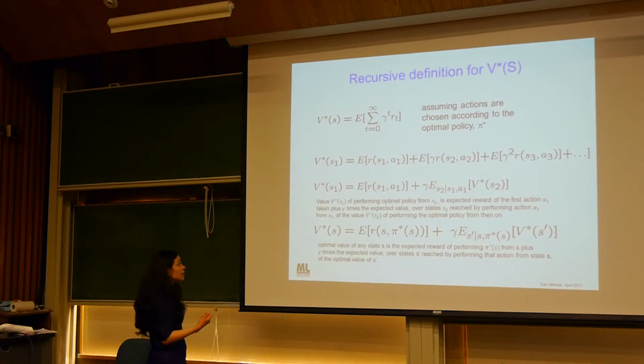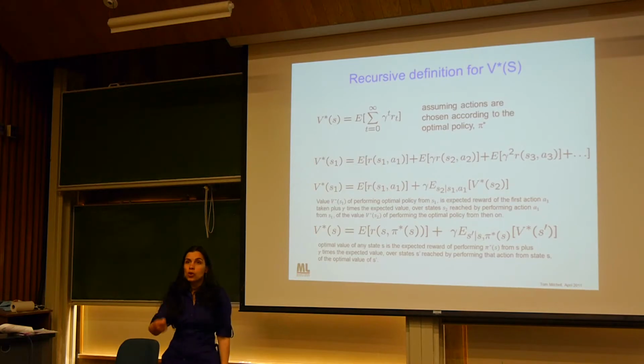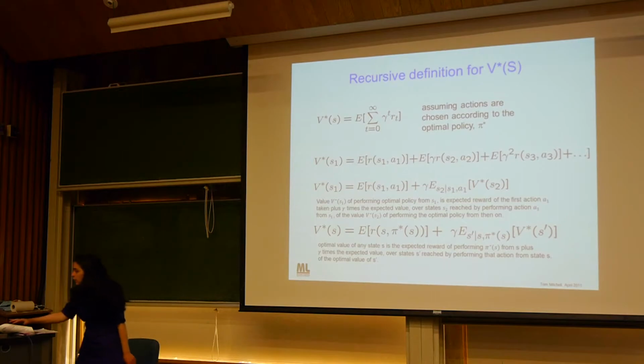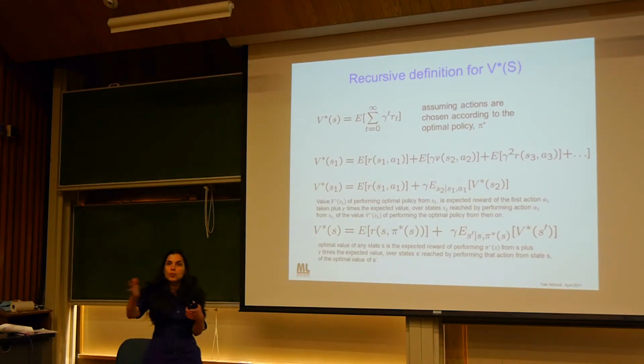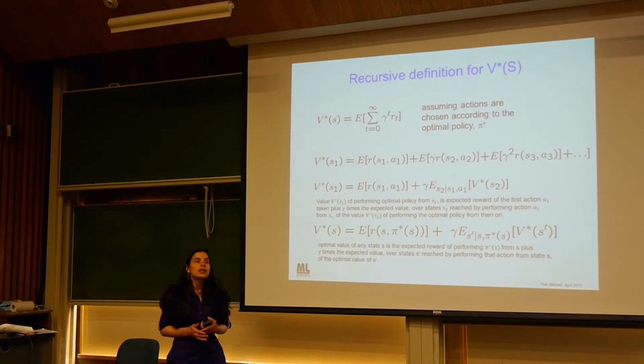And then plus the expected value of gamma times the reward I get if I'm in state S2, which is the next state, and I perform action A2, and so on. So the discounted reward, right? And here the second expectation is over the second state we might get into, right? Because the transition is probabilistic, right? And also over the reward, because the reward function is probabilistic too.